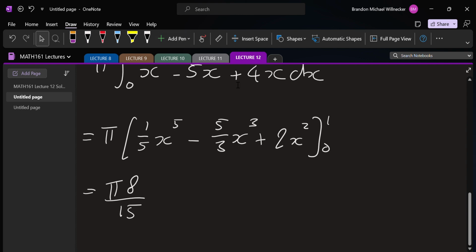Any questions on this one? Okay, so if the axis of rotation is shifted, then your radial arm must also be shifted by that amount. Let's look at number 3.